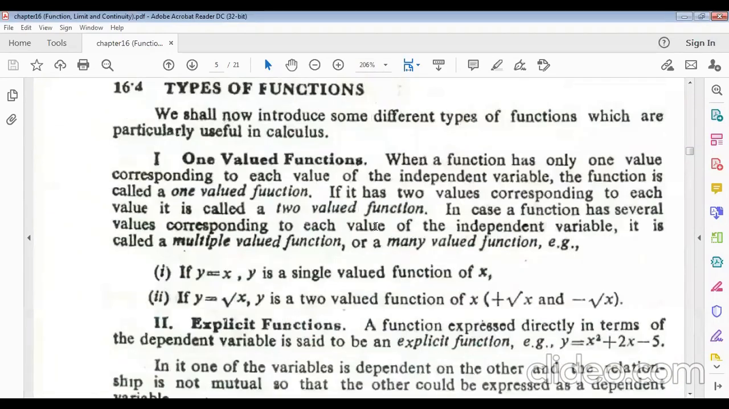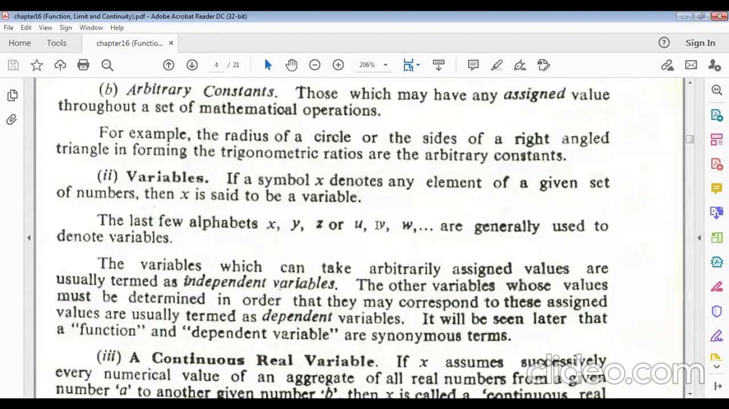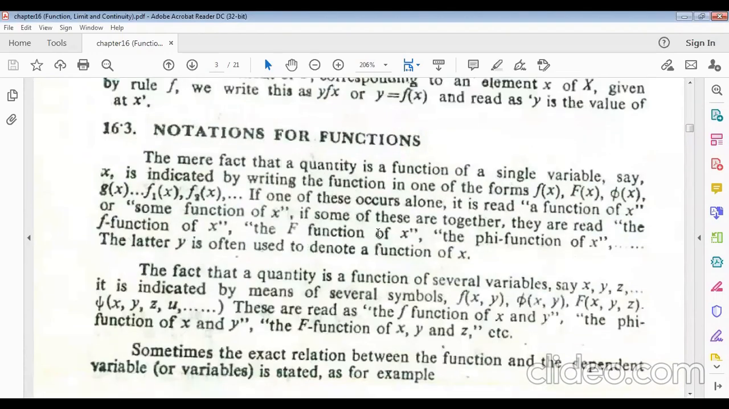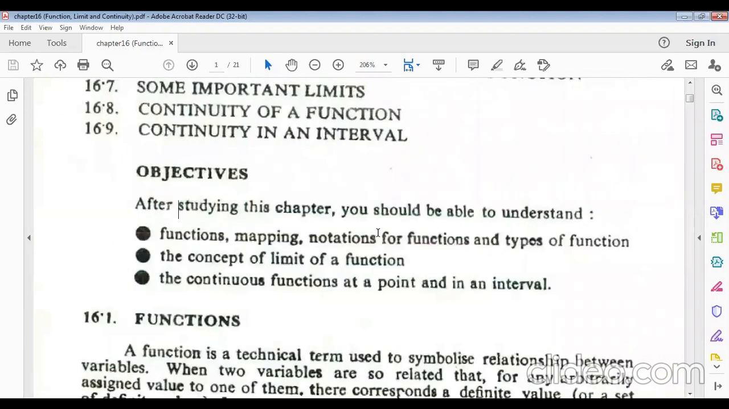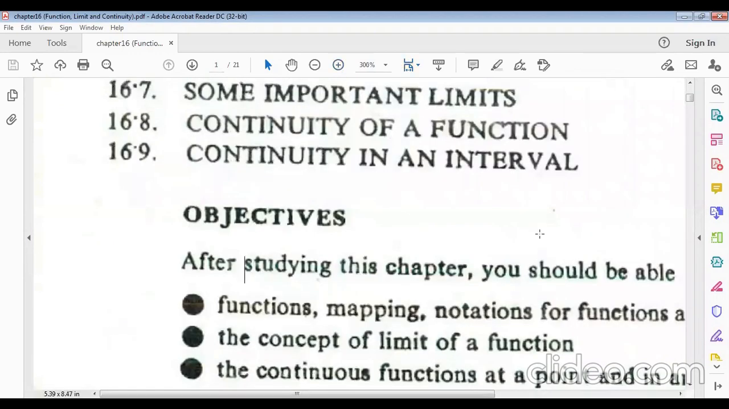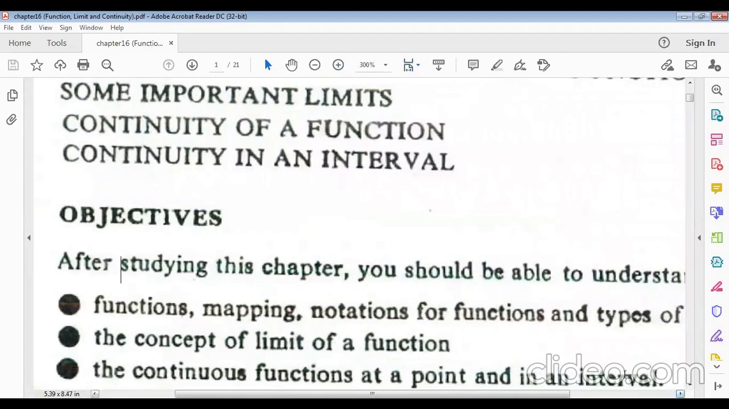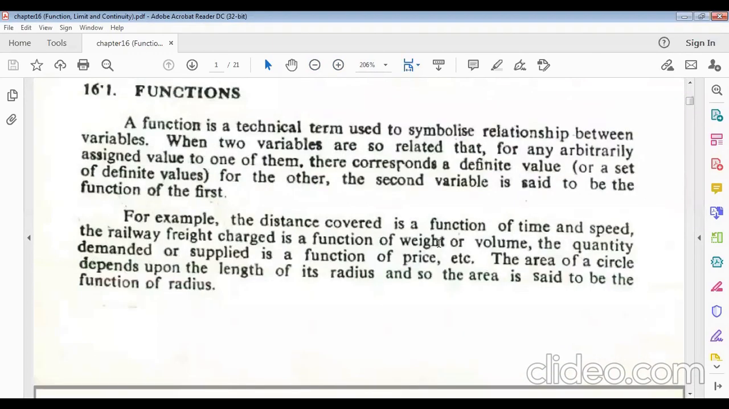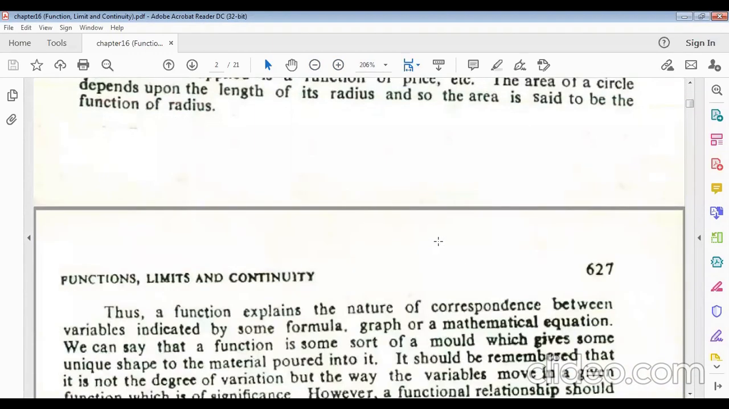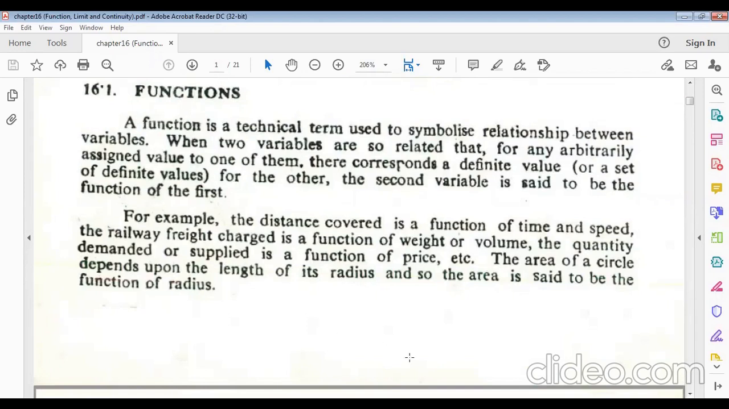This is the book chapter, B.K. Kapoor. First of all, we'll discuss what is function from this chapter. So what is function actually? A function is a technical term used to symbolize relationship between variables.